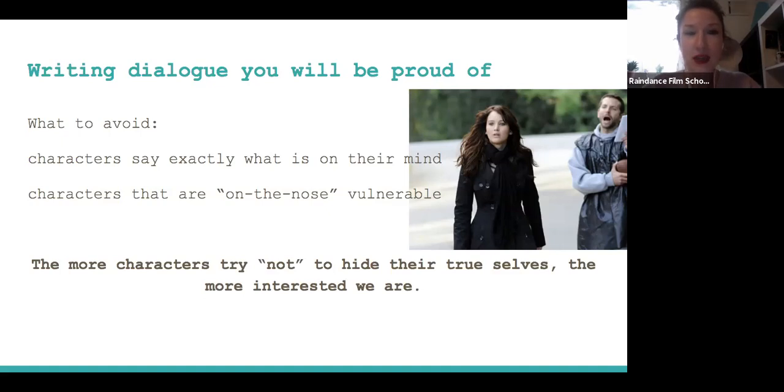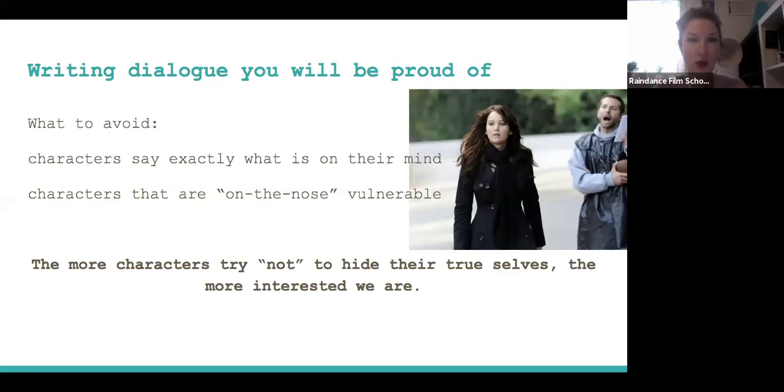Also, characters should not be on the nose vulnerable. Of course, when there is a situation in a film and finally this person can cry, then it's okay. There's a place for this vulnerability. But if someone never stops whining, and not in a funny way or in a very specific way, because that is still a protection shield, then it doesn't work. That's not how people are.